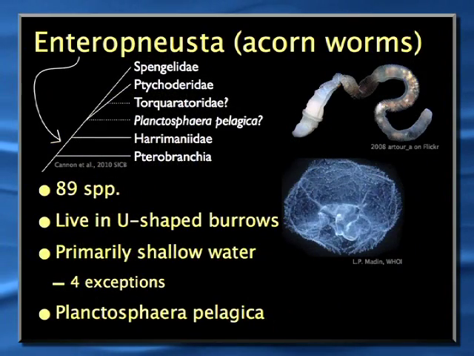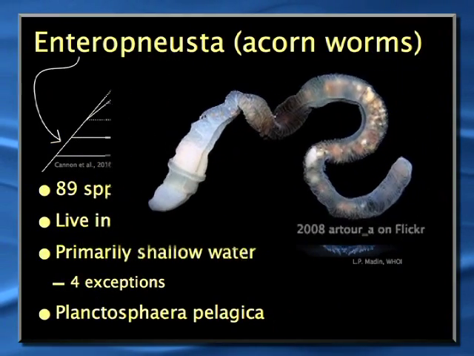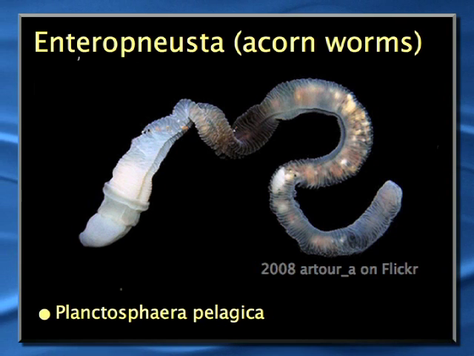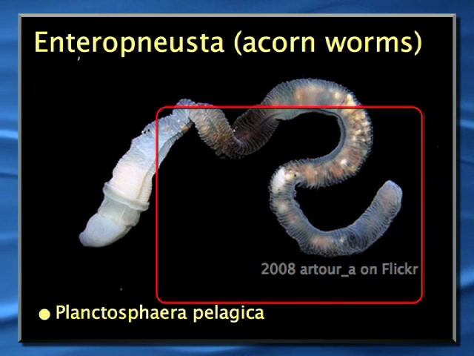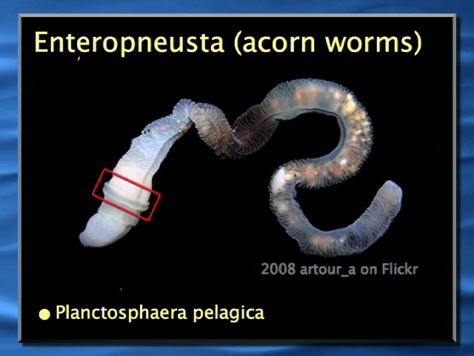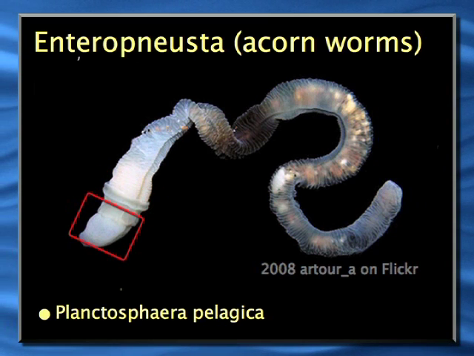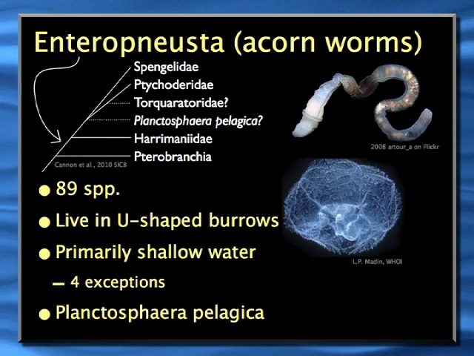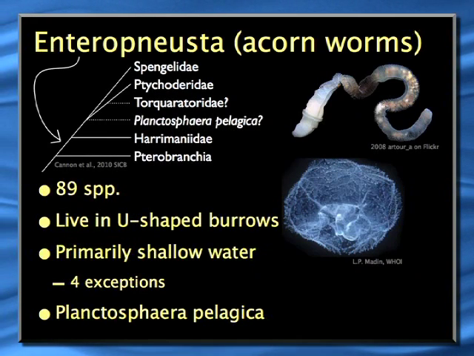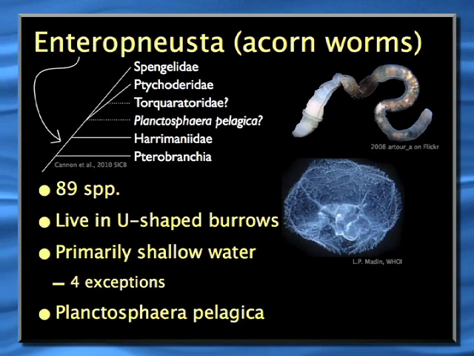So acorn worms, their bodies are basically broken into 3 sections. You have the trunk of the body, which is basically where the gut and the reproductive organs and things are. You have this narrow collar, which forms the back of the mouth, and then you have a proboscis that they use to dig with, and it forms the front of the mouth. So they're very simple body plans. They do have something that is thought to be like a notochord.